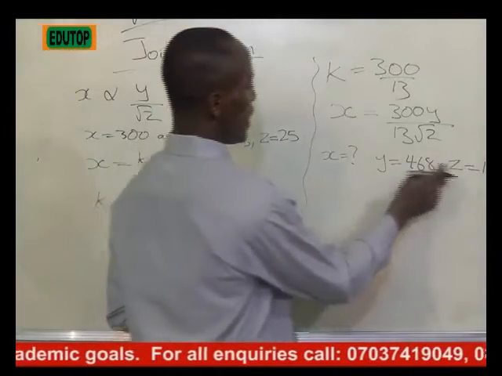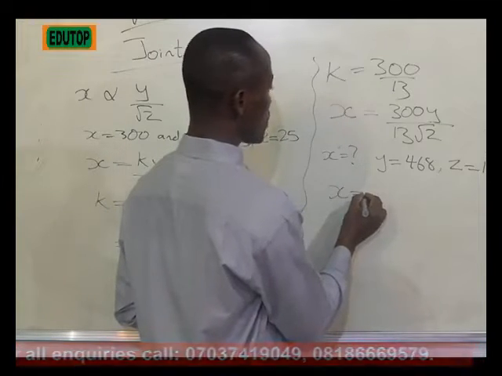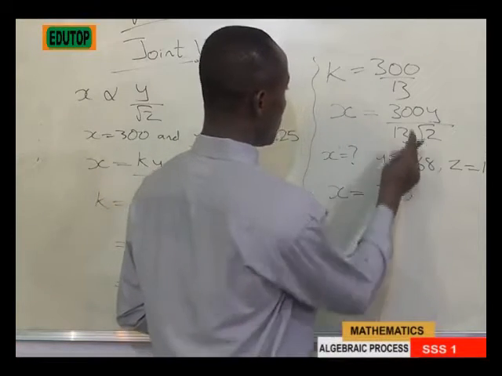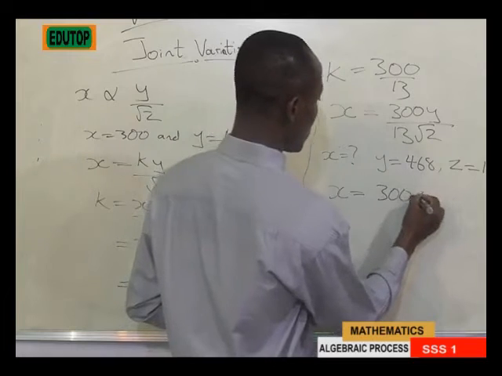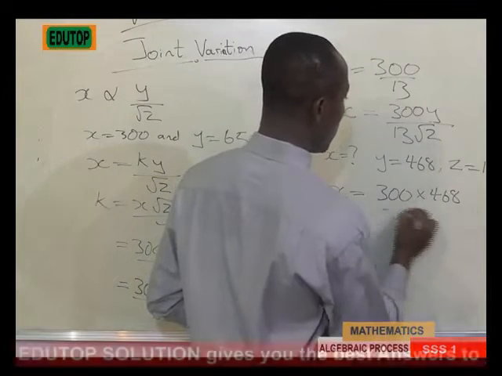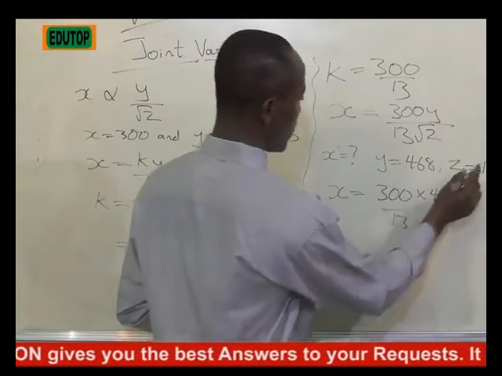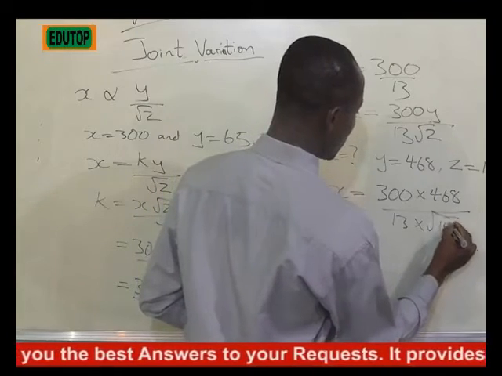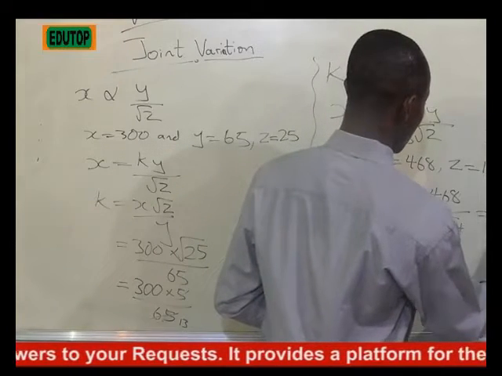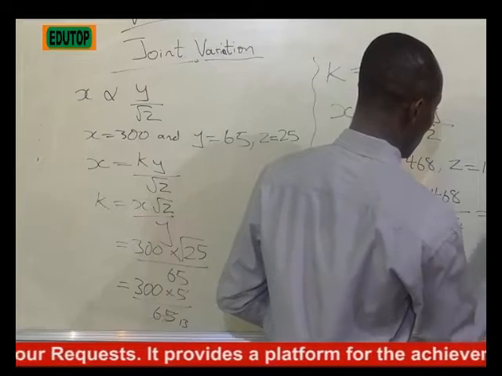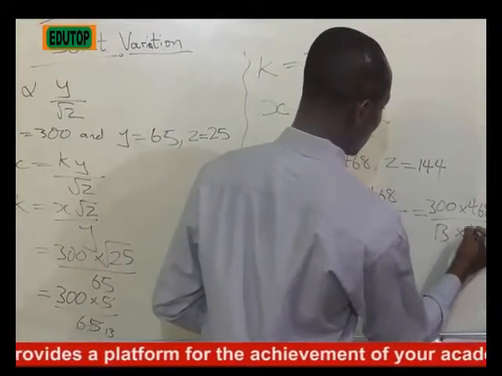So we now put the value of Y and Z into this equation. So now X is equal to what? 300. Mind you, our K is 300 over 13. That's 300 times Y times 468 all over 13 times, mind you, the square root of Z, that will be square root of 144, which is equal to 300 times 468 all over 13, square root of 144 is 12, times 12.